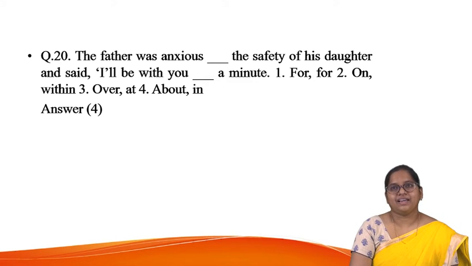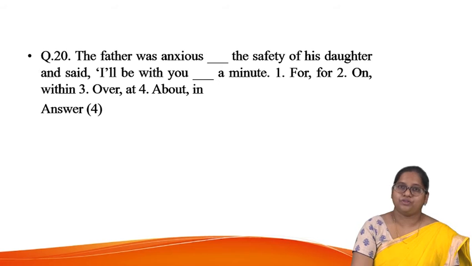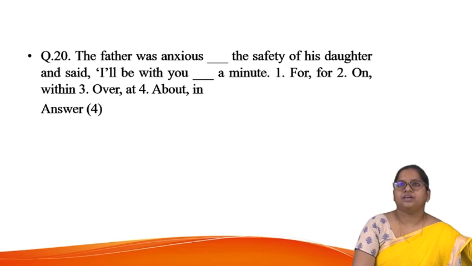The father was anxious, what? About the safety of his daughter. About whose safety? About the safety of his daughter, and said, I will be with you. Is it, I'll be with you for a minute? No. Though it conveys the sense, it is not appropriate. I'll be with you in a minute. Like in a minute also, I will come to you. So that is the sense.